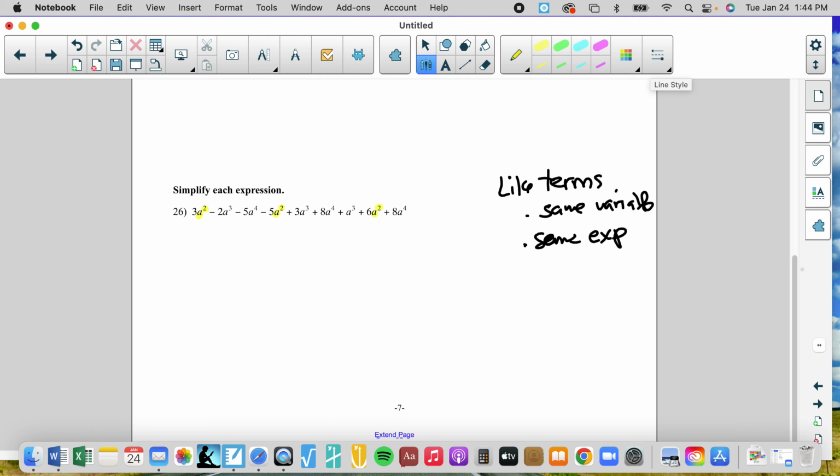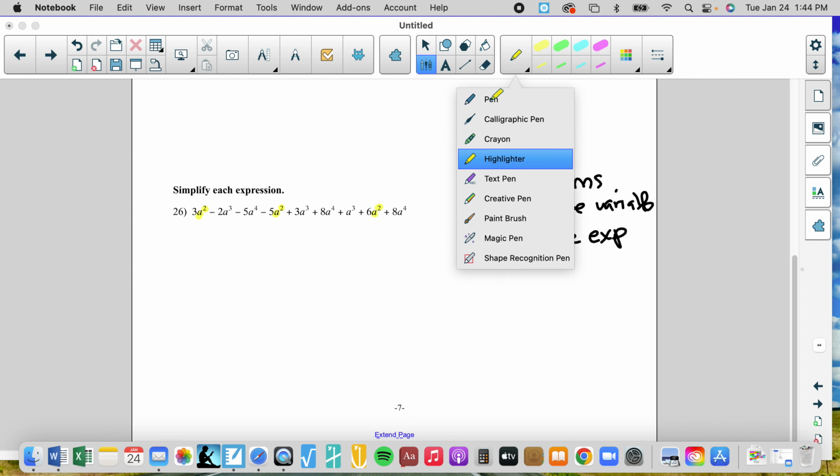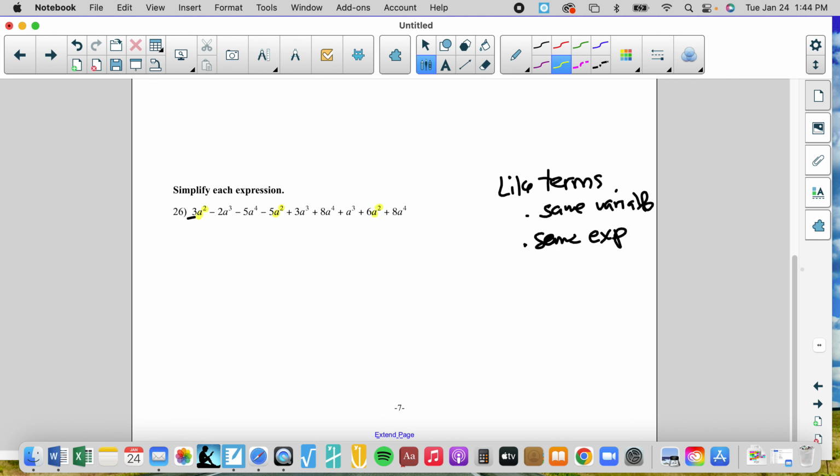When we combine the like terms, we have to combine their coefficients. So 3, -5, and +6. They're like terms because they're all a squares. We're going to combine 3, -5, and +6, which gives me 4a squared. And now I've done those terms, and I like using the different colors. It helps me keep track of what I've done and what I haven't done.